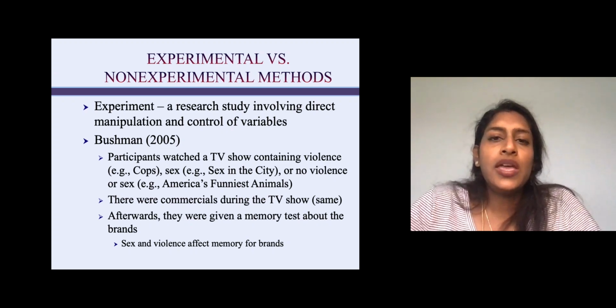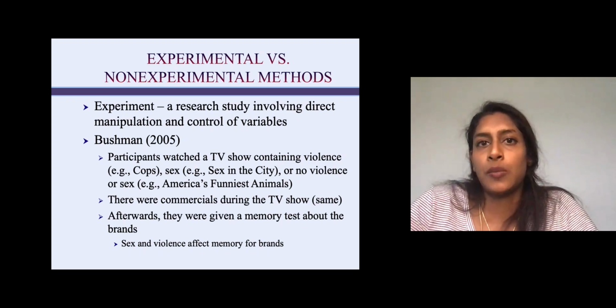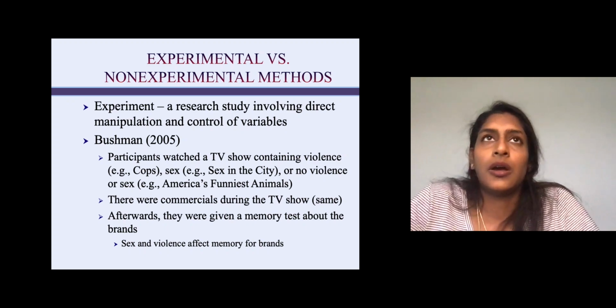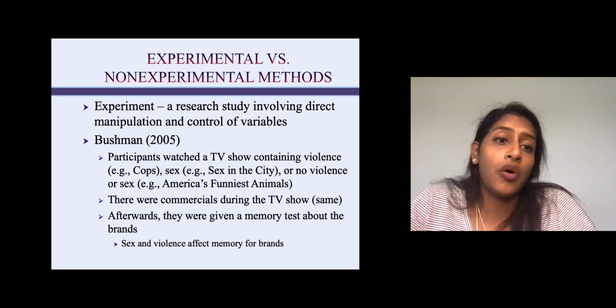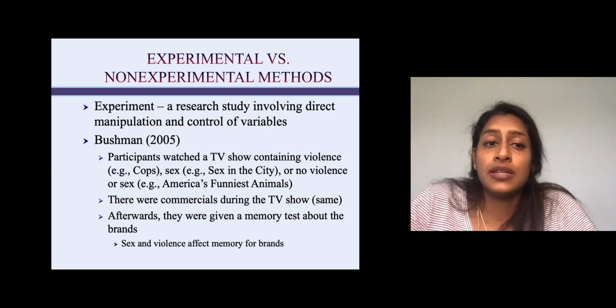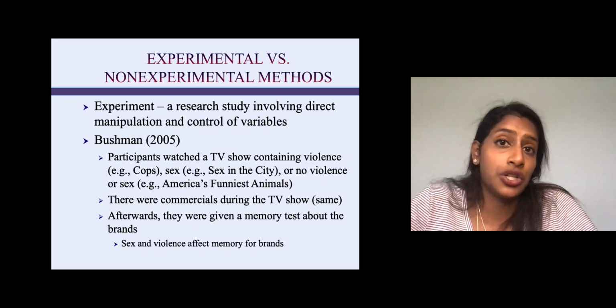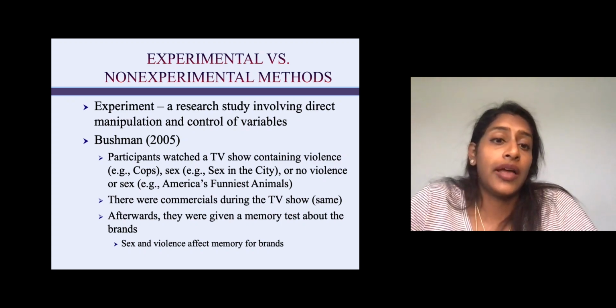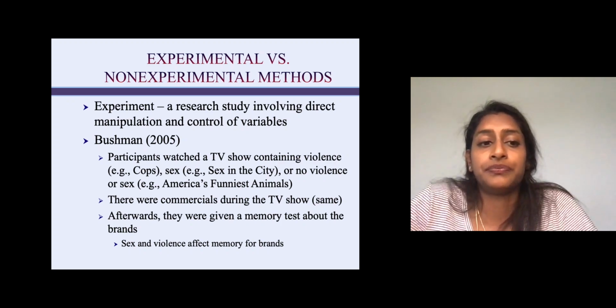Okay, so we can also take a look at experimental versus non-experimental methods of research. An experiment is going to be a research study involving a direct manipulation and control of variables. So for example, in 2005, Bushman did a study where he had participants watch a TV show that contained violence, so a show like Cops, or sex, like Sex and the City, or something that was nonviolent and didn't have any sex in it, like America's Funniest Animals.